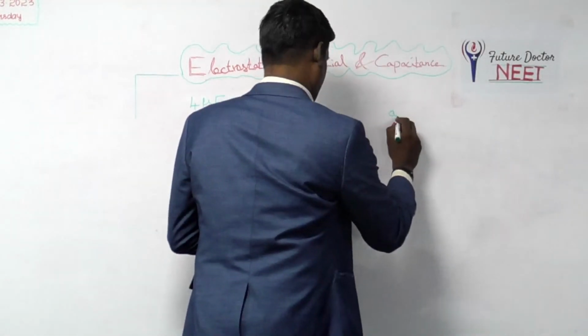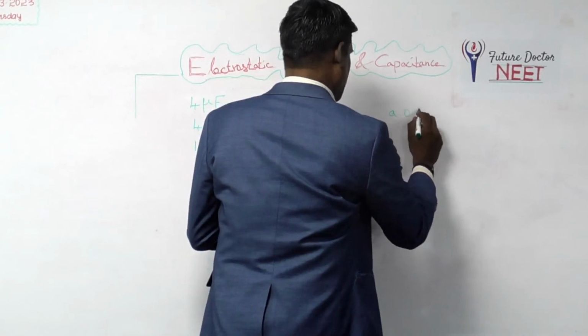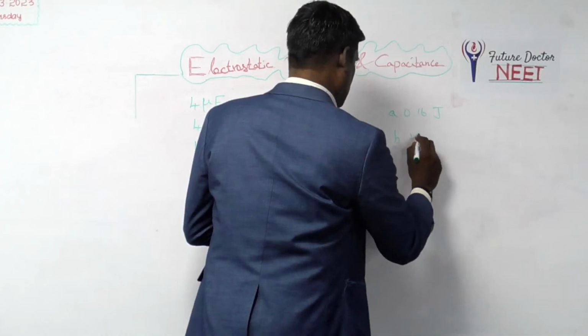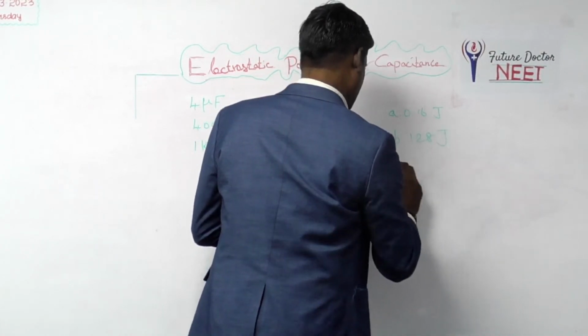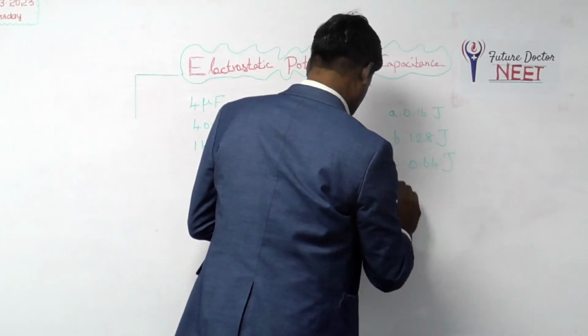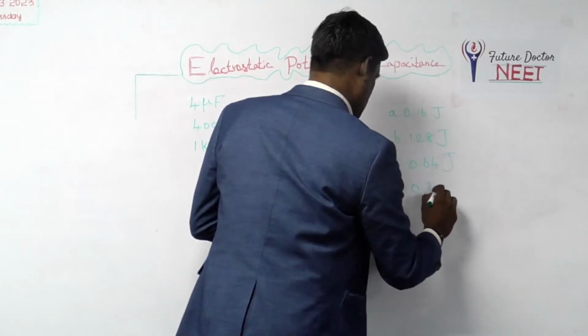Option A, 0.16 joules. Option B, 1.28 joules. Option C, 0.64 joules. Option D, 0.32 joules.